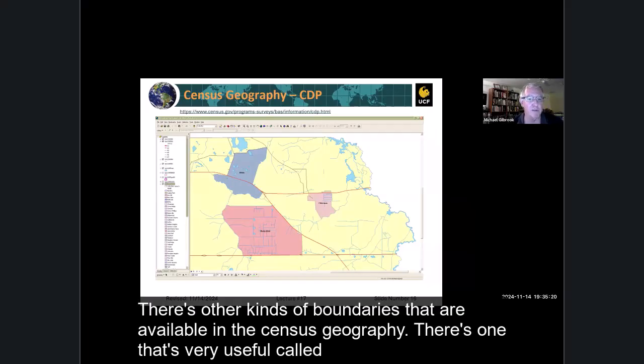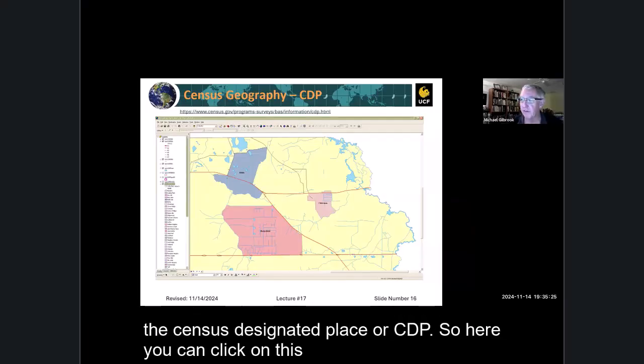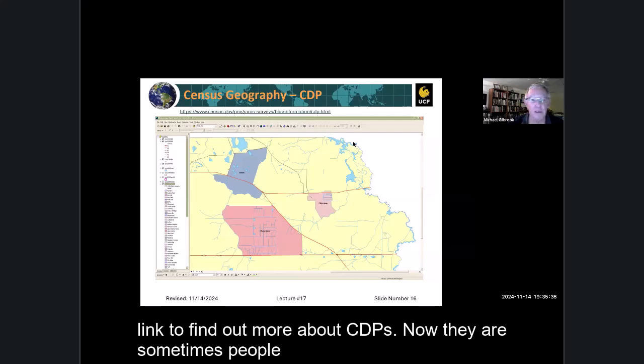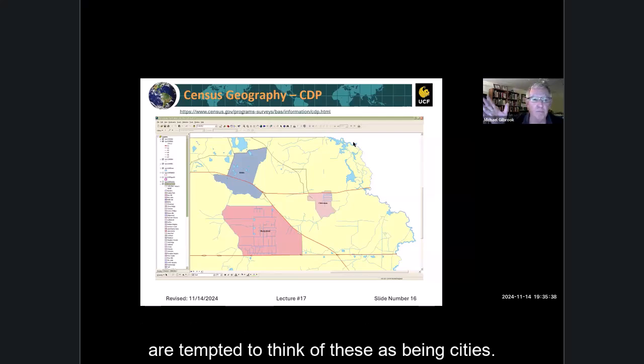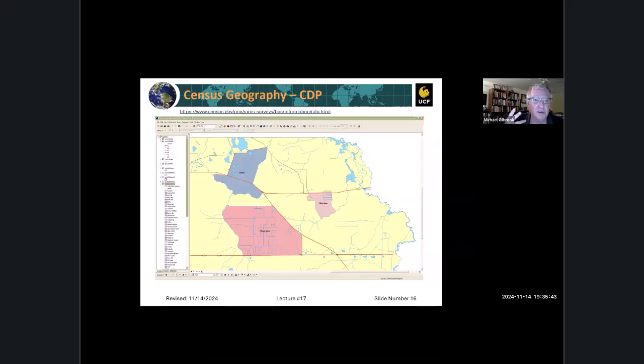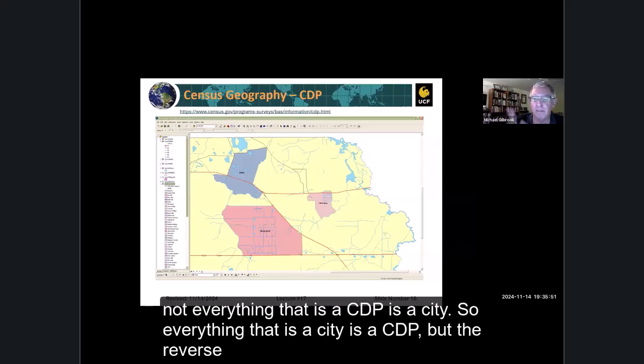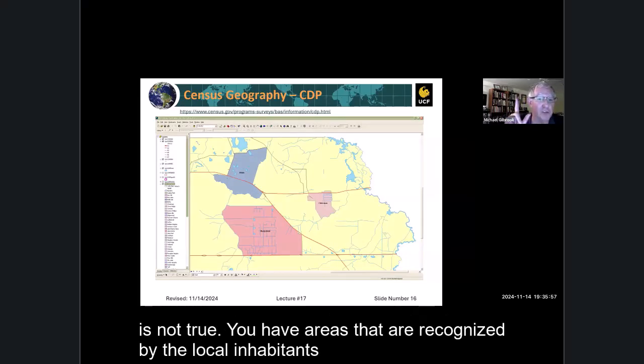There's other kinds of boundaries that are available in the census geography. There's one that's very useful called the Census Designated Place, or CDP. So here you can click on this link to find out more about CDPs. Sometimes people are tempted to think of these as being cities. Don't be fooled. Cities are included in the CDPs, but not everything that is a CDP is a city. So everything that is a city is a CDP, but the reverse is not true.